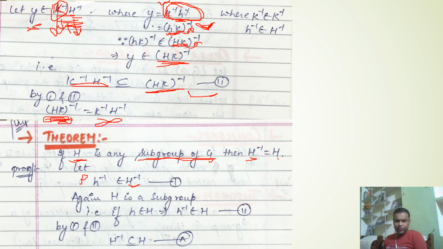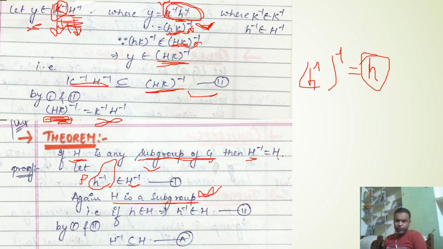As H inverse, H is a subgroup, so it will hold the inverse property. It means if H inverse is holding here, then inverse of H inverse is again equal to H, as we have proved in our previous lecture. It means if H inverse belongs to H inverse, then H will also belong to H inverse. Here H is a subgroup, so H inverse will also belong to H.